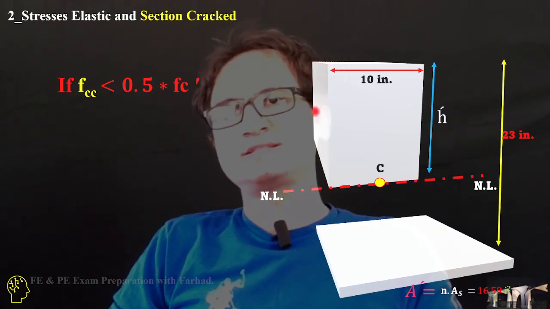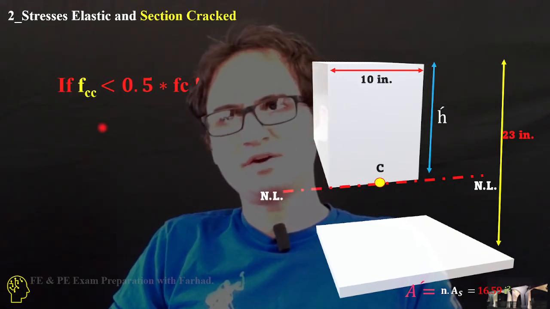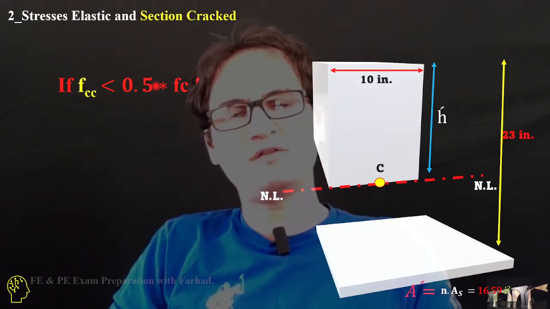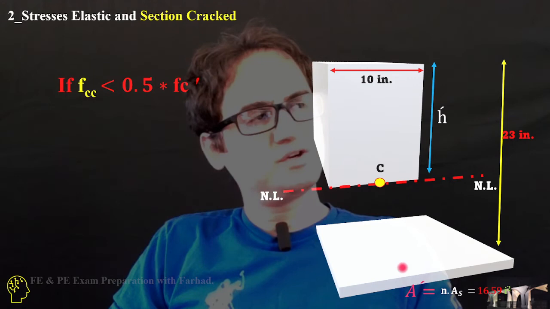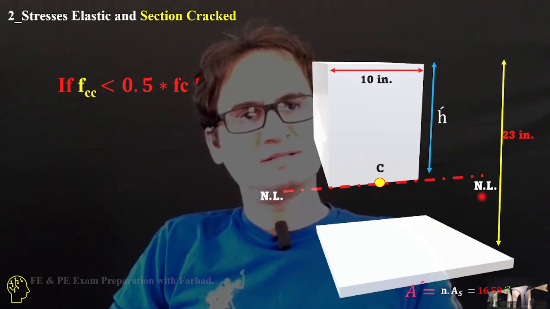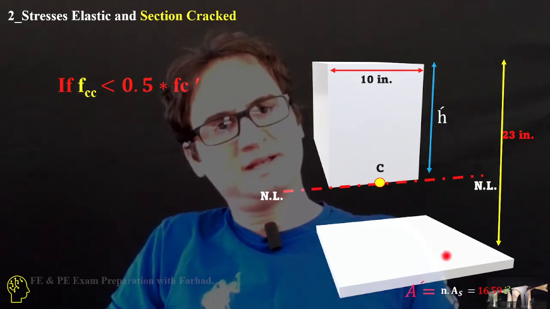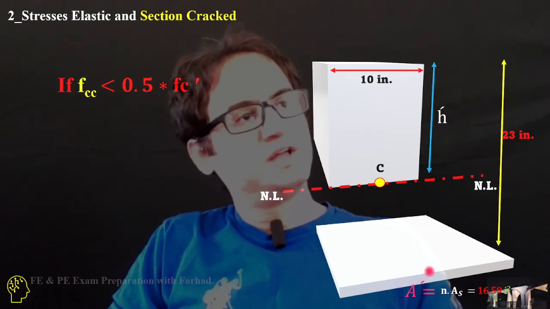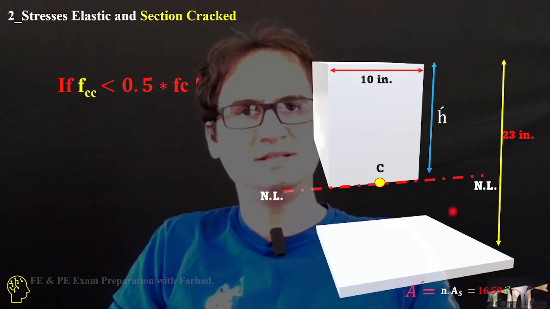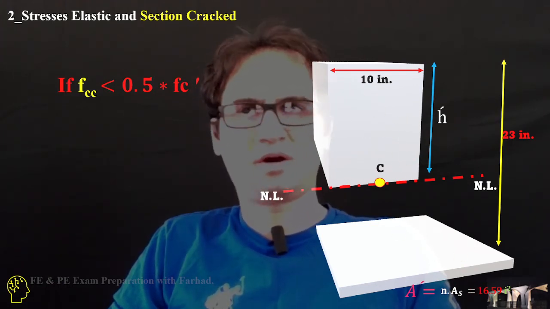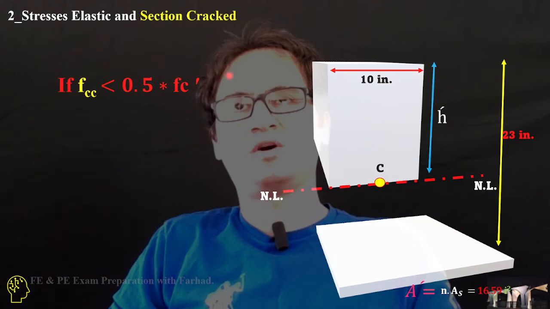In the second case, stress elastic and section cracked, is when FCC or stress in concrete in compressive part is less than half of F prime C, and that's when the cross section ruptures or is divided into two parts. The neutral line remains at the interface of division, and the below part is the equivalent concrete of steel, and the top part is the concrete part. But you can easily see the first section divided into two sections. We call it the cracked section.